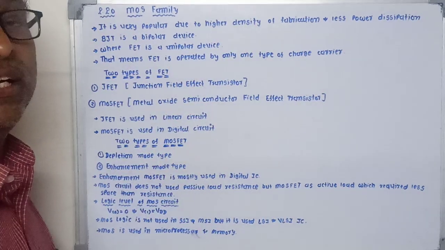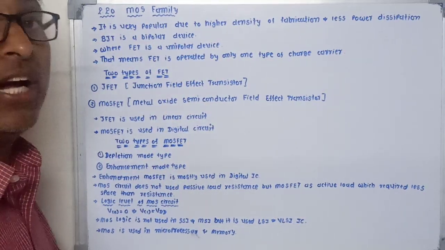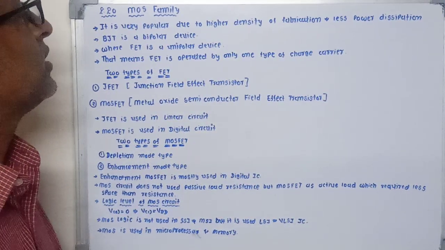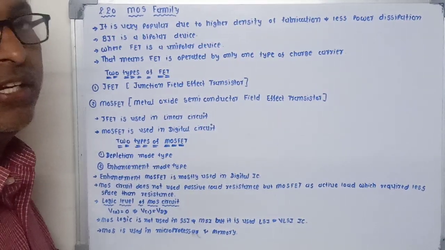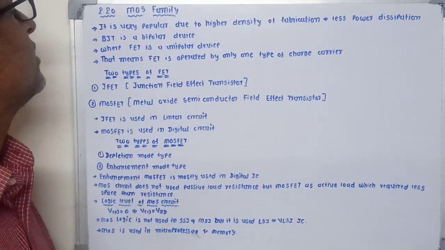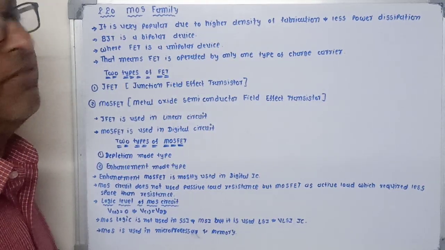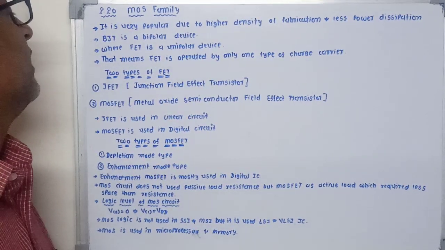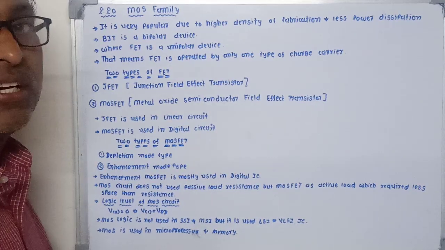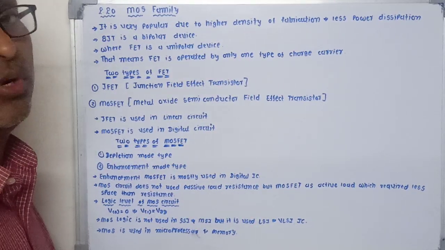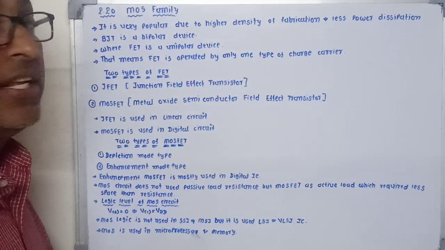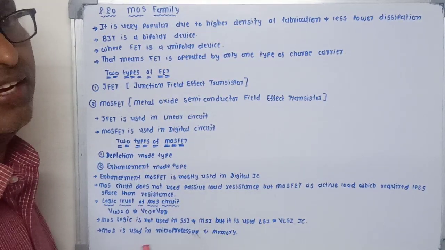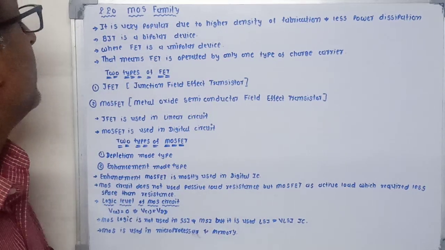MOS family is very popular due to the higher density of fabrication and less power dissipation. Now BJT, that means the bipolar junction transistor, is a bipolar device. That means the current flows due to both charge carriers. Whereas FET, field effect transistor, is a unipolar device. That means the FET is operated by only one type of charge carrier. That's why it is called a unipolar device.